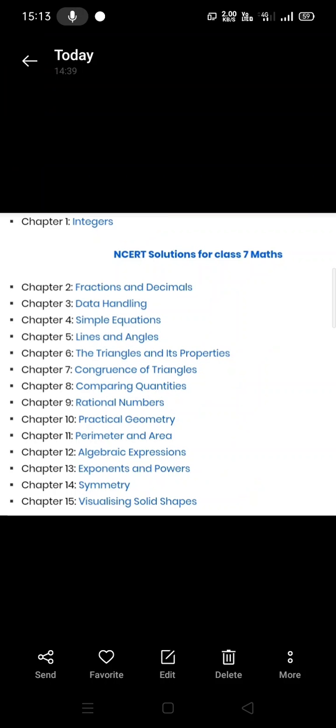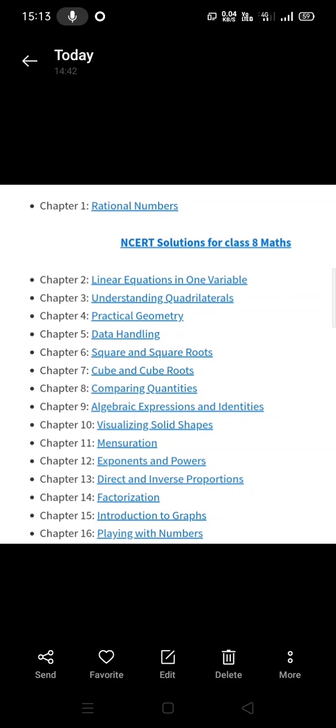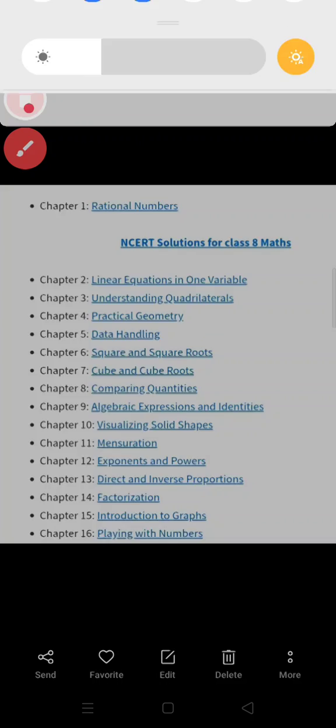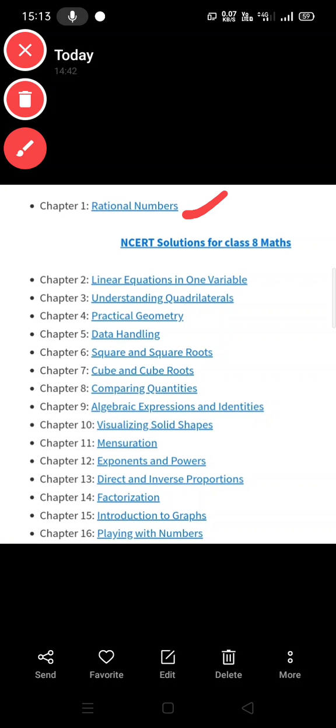Let us move on to the 8th class. In the 8th class syllabus, we can find 16 chapters. In these 16 chapters, the first chapter is rational numbers, and the second chapter is linear equations in one variable, the third chapter is understanding quadrilaterals, the fourth chapter is practical geometry, and the fifth chapter is data handling, the sixth chapter is squares and square roots, the seventh chapter is cubes and cube roots, and the eighth chapter is comparing quantities.